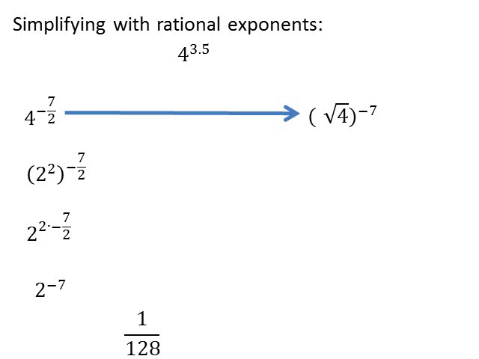Now we have the other way we can do it, straight with radicals. The square root of 4 is 2. 2 to the negative 7th, we just said, was 1 over 128.